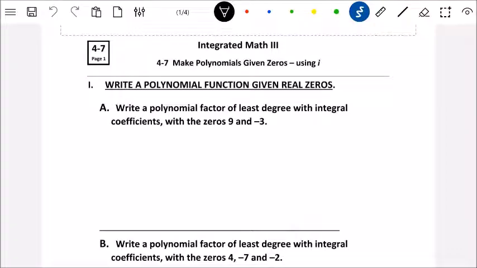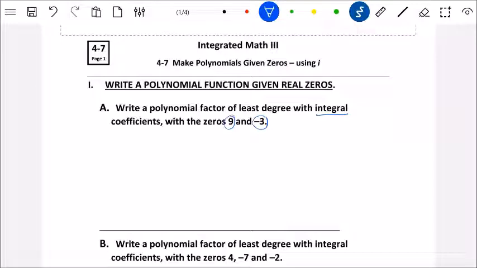Welcome. We're going to make polynomials when we're given the zeros, and some of these are going to have the imaginary number. So let's start with this first problem. We're going to write a polynomial factor of least degree, meaning the smallest amount of degree possible, and we have these zeros, 9 and -3. Integral coefficients means not decimals or fractions, but rather whole numbers and their opposites.